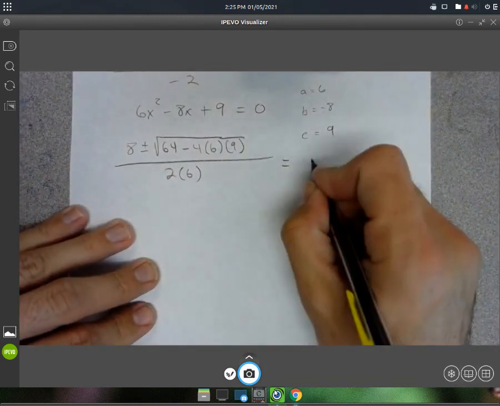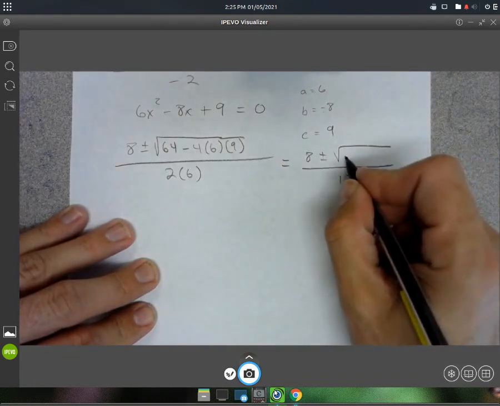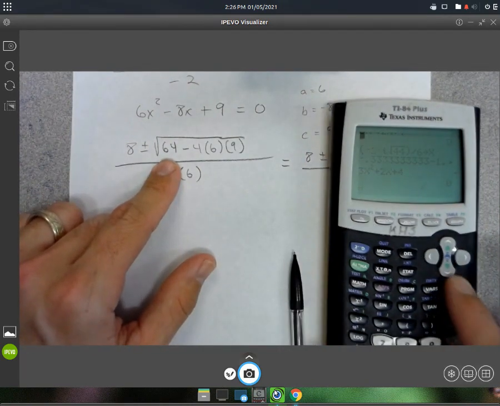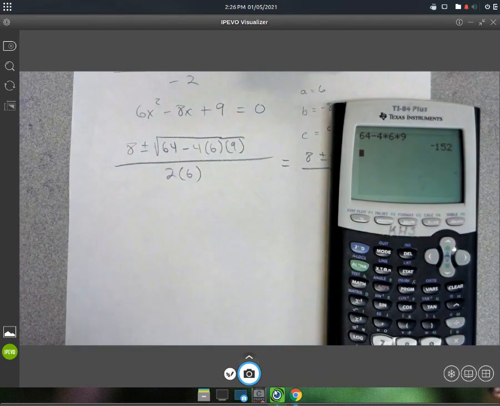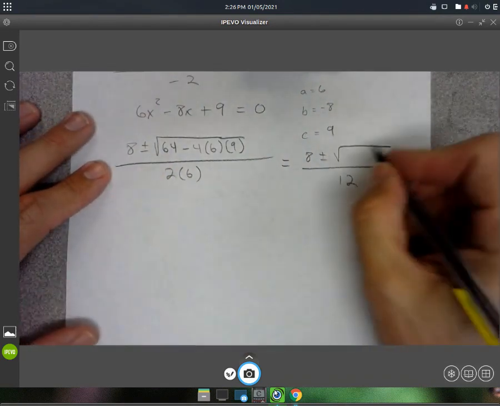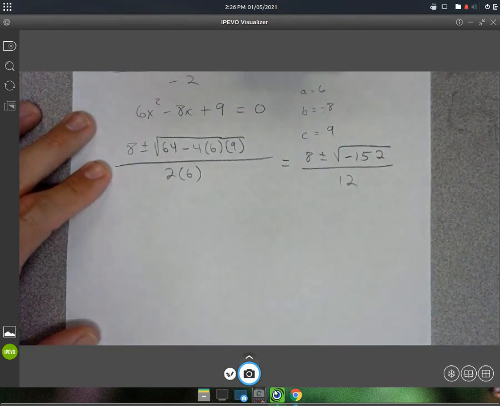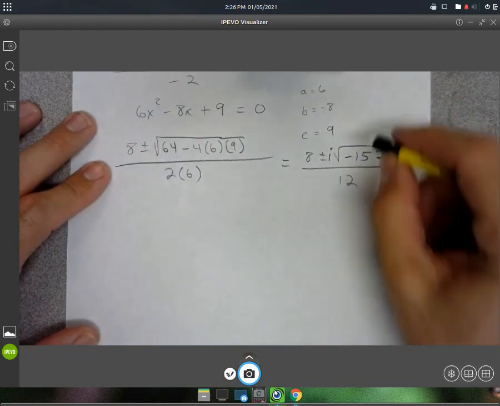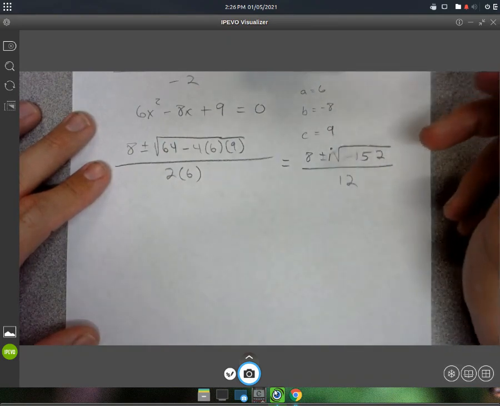All right, what do we got now? 8 plus or minus square root, 12 on the bottom. Let's see here. Oh, I actually do know it. 64 minus 4 times 6 times 9. Negative 152. And again, there is a way of simplifying this even beyond just pulling out the i, but that's all we're going to do. So because there's a negative in here, we're going to pull that i out here, and then this magically becomes positive. Okay? And that's it for that one.